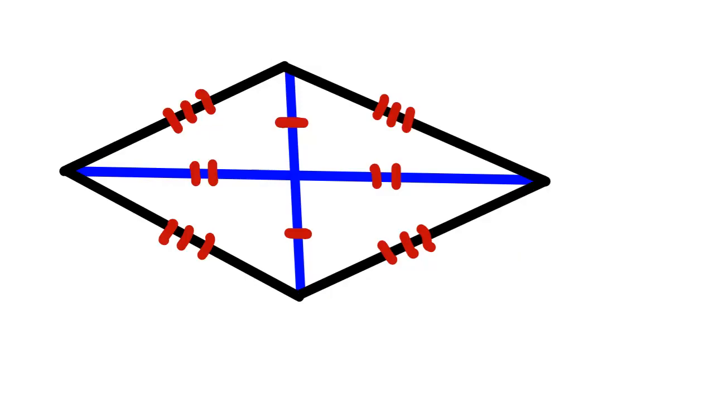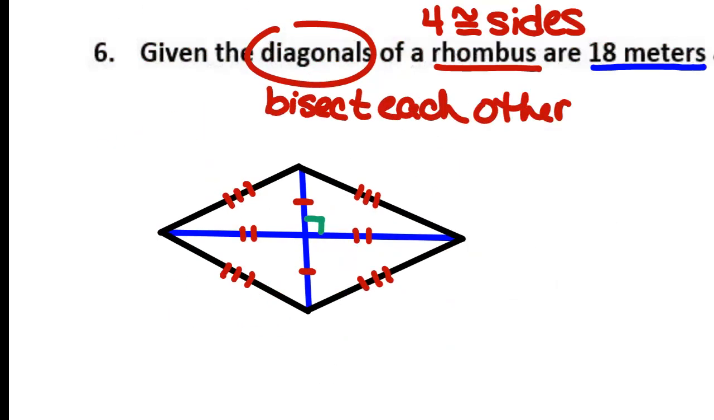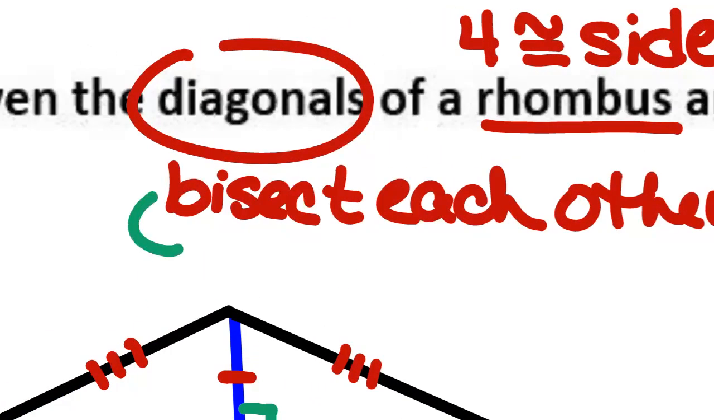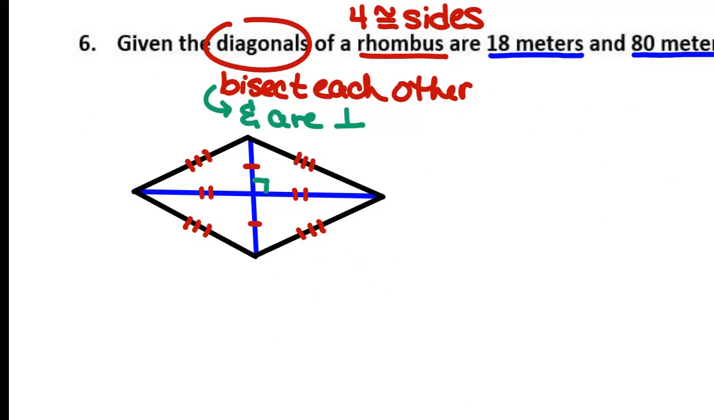And what is happening right here in the center where the diagonals are crossing each other? Yes, it intersects at a right angle. So the diagonals bisect each other and are perpendicular. Okay.